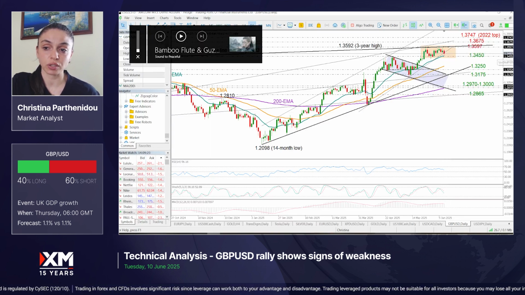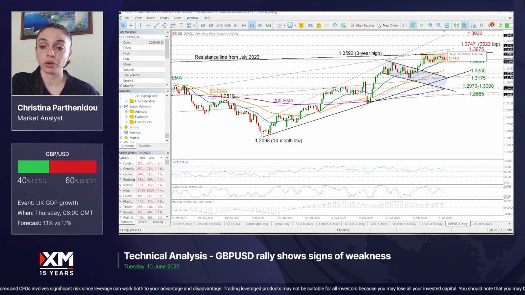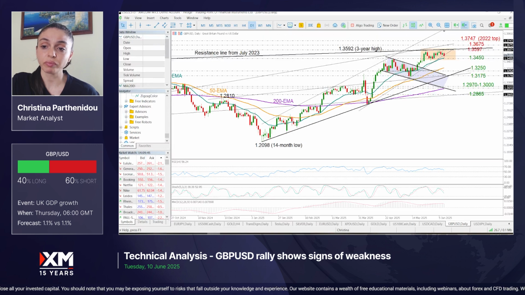Then above that, the 2022 top of 1.3747 may not be ignored, and then if we successfully overcome this top, the next resistance could come near the 1.3930 region. That's where this key constraining rising line from January is placed.